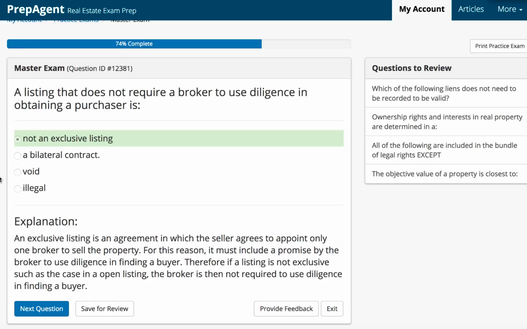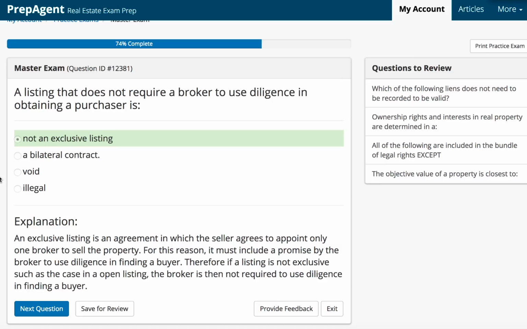Well, exclusive listing is only one person can be hired, right? Yeah. Okay. So with an exclusive listing, you have to go after the buyer because you're the only one doing it. In a non-exclusive listing, like an open listing, you don't have to do it if you don't want to because it's a unilateral contract. Does that make sense? Kind of.